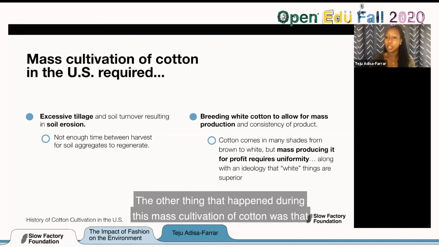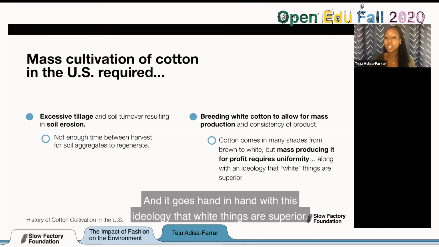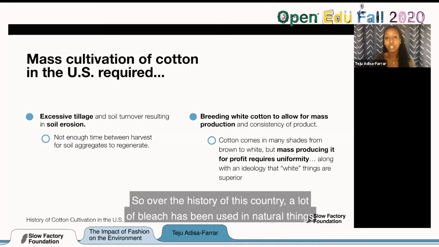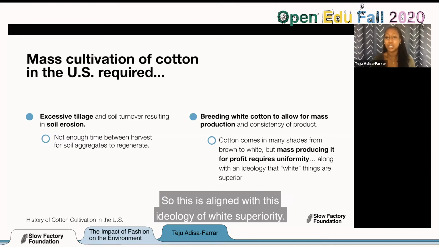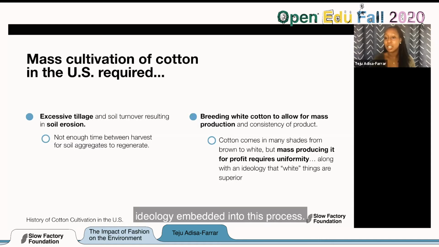The other thing that happened during this mass cultivation of cotton was that they bred white cotton to allow for mass production and consistency of product. So cotton comes in many shades from brown to white, but mass producing it for profit requires uniformity, and it goes hand in hand with this ideology that white things are superior. So over the history of this country, a lot of bleach has been used in natural things like milk and cotton and other fibers to make it more white as opposed to brown. And so this is aligned with this ideology about white superiority. So even in the breeding of cotton, there's this racial ideology embedded into this process.